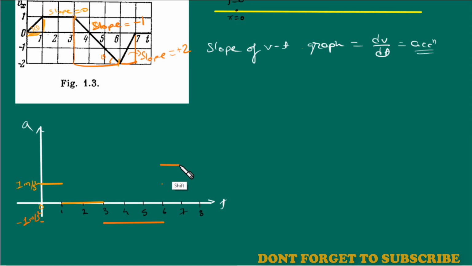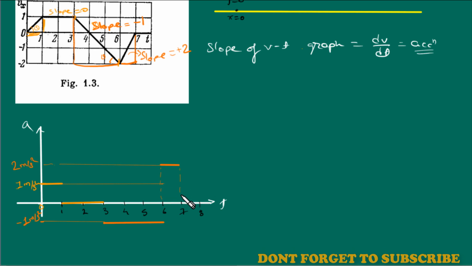So this is like this, and if I extend this, then I will get here 2 meter per second square, and the extension here at this point. Let me extend this also like this. So I think you have got it.